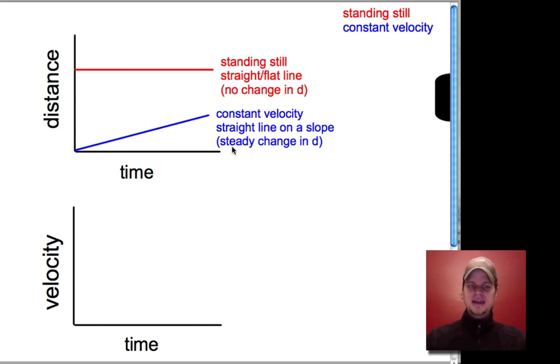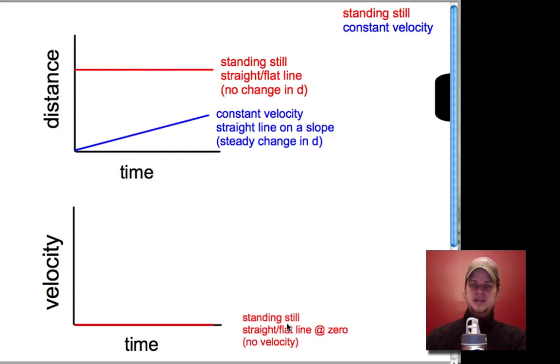If something is standing still, what's its velocity? Well, is it moving? No. So, does it have a velocity? No. So actually, we can take this same line and copy and paste it, and put it right at the bottom there, and that's because you have something that's standing still.